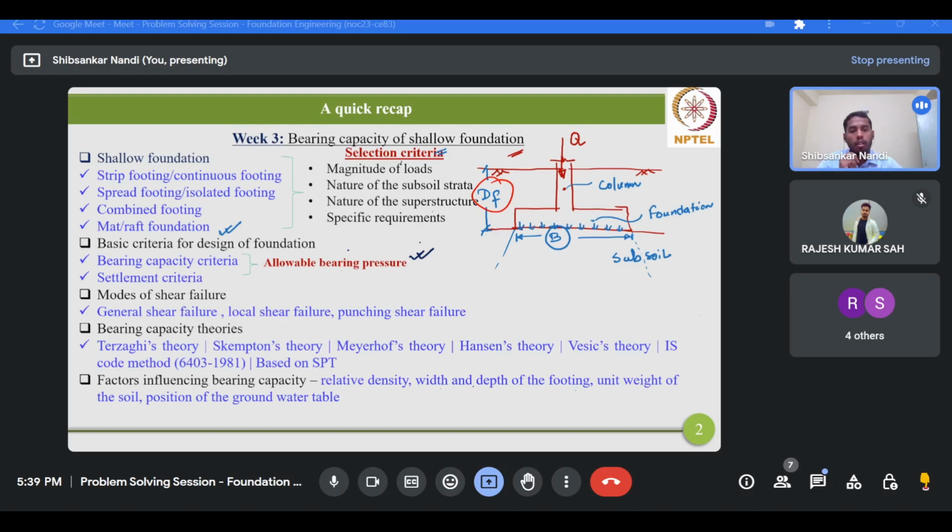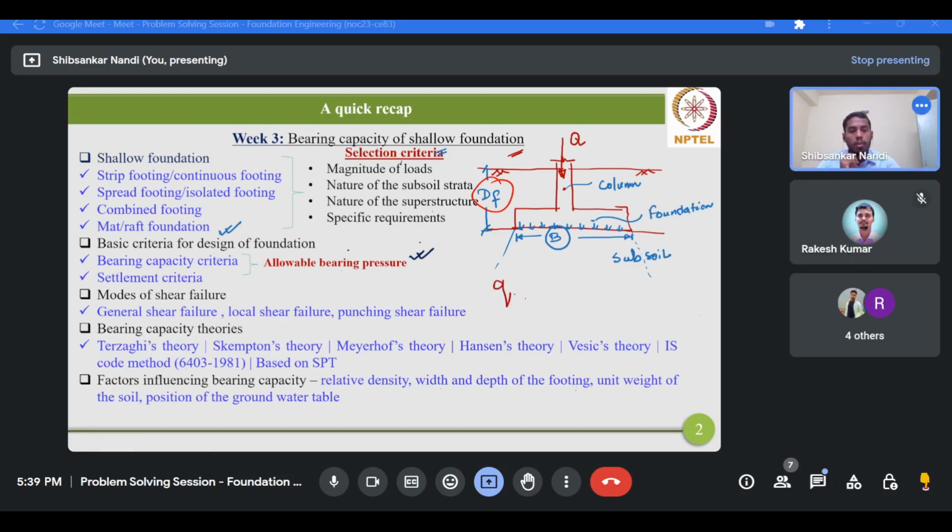Suppose we are constructing one footing on a cohesionless soil deposit. Yes, sir, the dimensions have an impact on its bearing capacity. It will impact the bearing capacity. Okay. Then in case of cohesive soil, it will also impact.